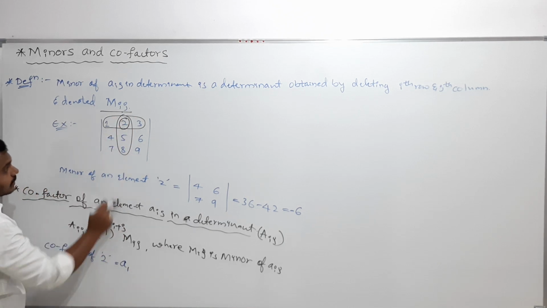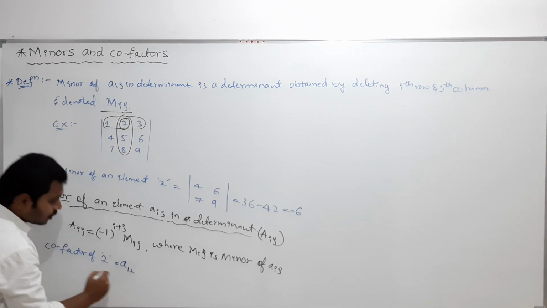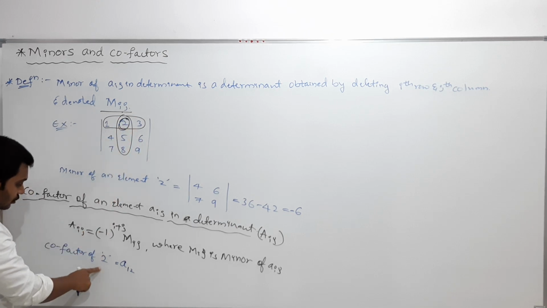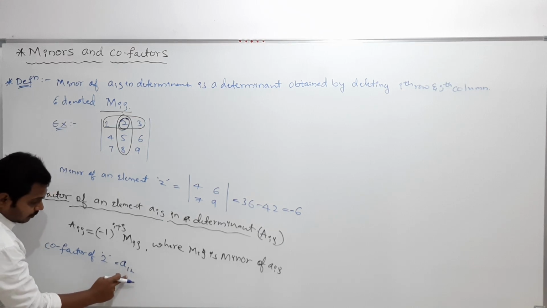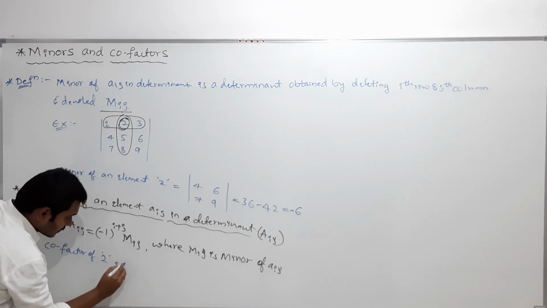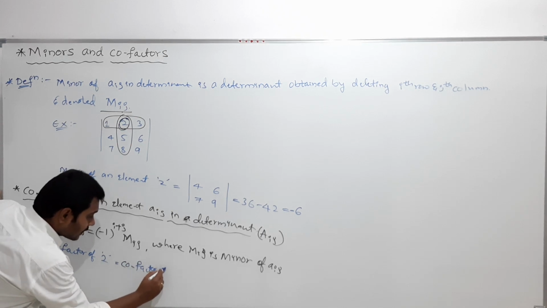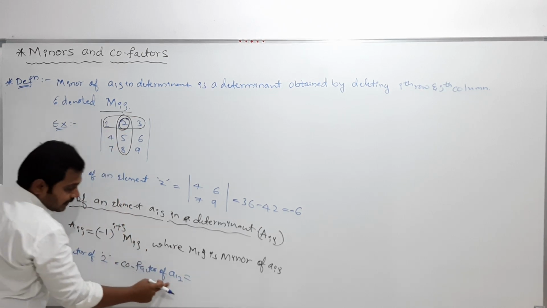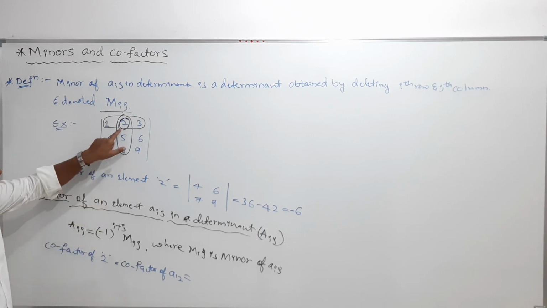So if I want to find the cofactor of 2, generally I can write it as the A12 element, because the first row, second column element is 2. So the cofactor of 2 is nothing but the cofactor of A12. It means that in the place of the A12 element it is 2. So both have the same meaning. Here I used this element in this example.